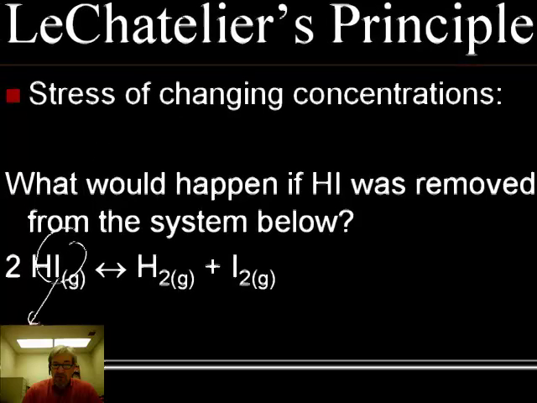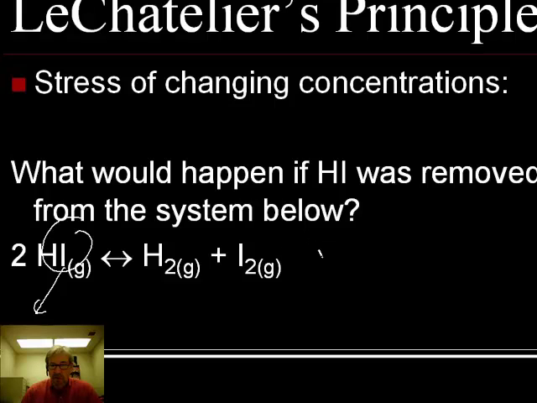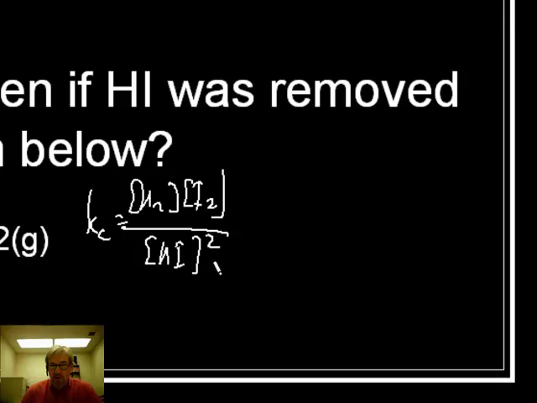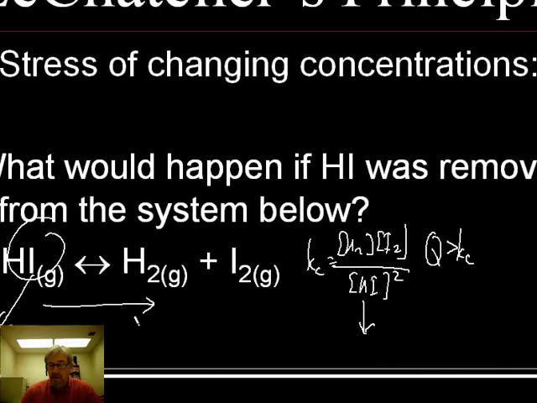Again, let's evaluate this in terms of what happens to the mass action expression. Kc is the concentration of H2 times the concentration of I2 divided by the concentration of HI squared. If I take HI out of the system, the denominator gets smaller. That makes the number bigger. So just like in the last example, Q is larger than Kc. The only way I can make Q go back down to Kc is to make the numerator larger and/or the denominator smaller. So we can generalize here and say that adding product or removing reactant will cause the reaction to shift to the left.